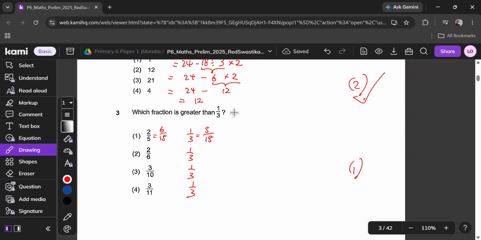And you're very lucky, all right? Because number 1 is the answer already. Your 6 over 15 is more than 5 over 15. So you got the answer and move on to the next question in the exam.